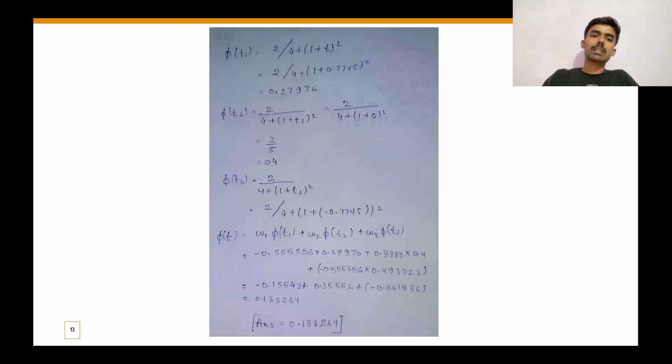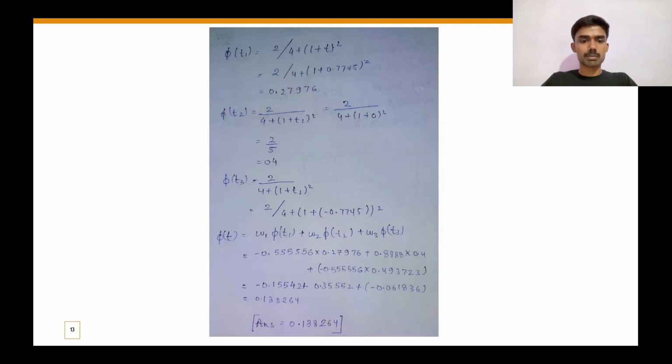We will get the values such as phi T1 comes out to be 0.27976 and phi T2 comes out to be 0.4, and also phi t3 comes out to be minus 0.061836. Now further we can put all these values into the formula phi t is equal to w1 phi t1 plus w2 phi t2 and w3 phi t3.